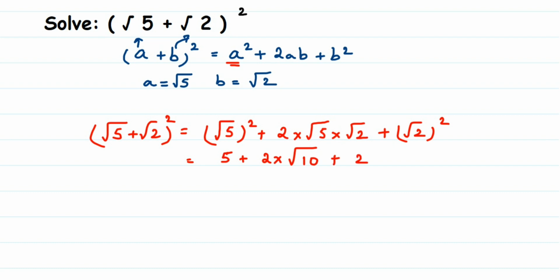Now we can add 5 and 2, which will be 7. So 7 plus 2 into root 10 will be 2 root 10. That's it. Here root 10 is an irrational number and 7 is a whole number. We cannot add an irrational number and a whole number. So this will be the answer: 7 plus 2 root 10.